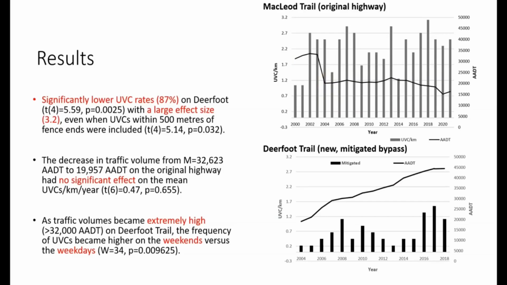And the third thing I wanted to share that was interesting is, as you can see looking at the bottom graph here, this line indicates traffic, and we saw year-over-year increases in traffic volume on Deerfoot Trail. As traffic volumes became extremely high, the frequency of ungulate vehicle collisions became higher on the weekends versus the weekdays. Whereas on McLeod Trail, that frequency was the same on weekdays or weekends, regardless.